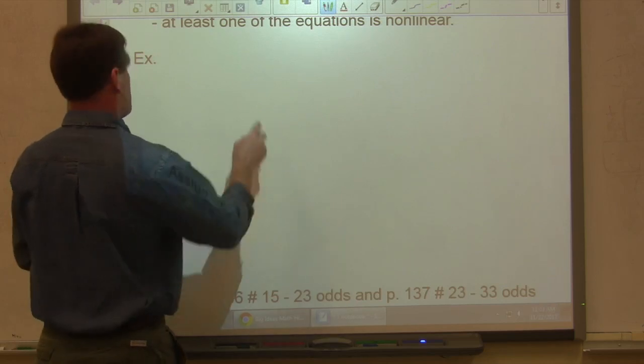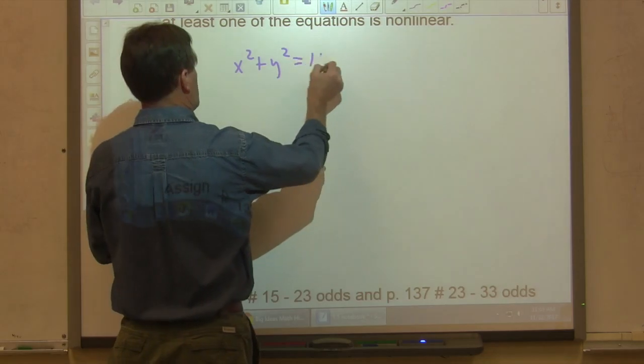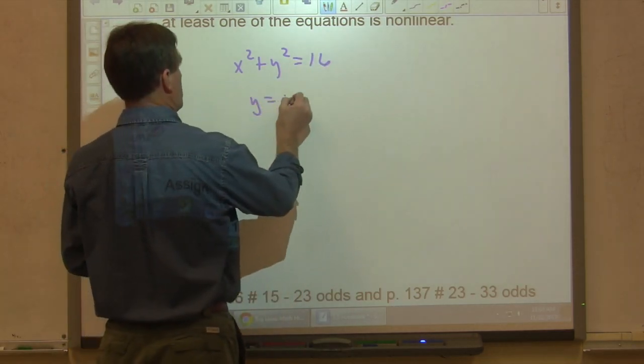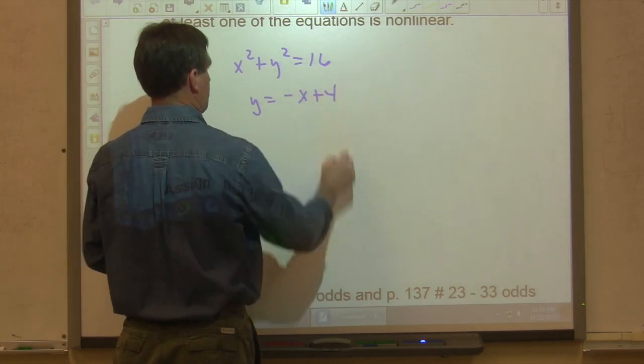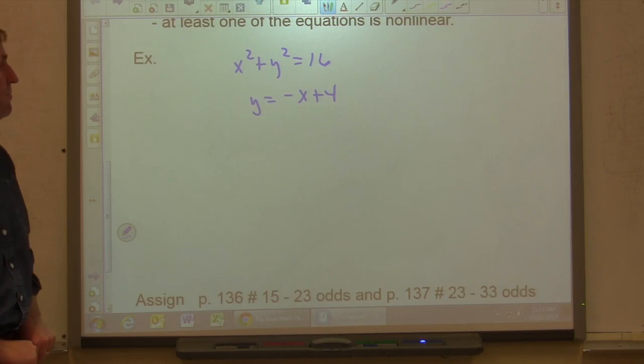So let's try this one. X squared plus y squared equals 16. And y equals negative x plus 4. So go ahead and pause the video, try this, see how you did.